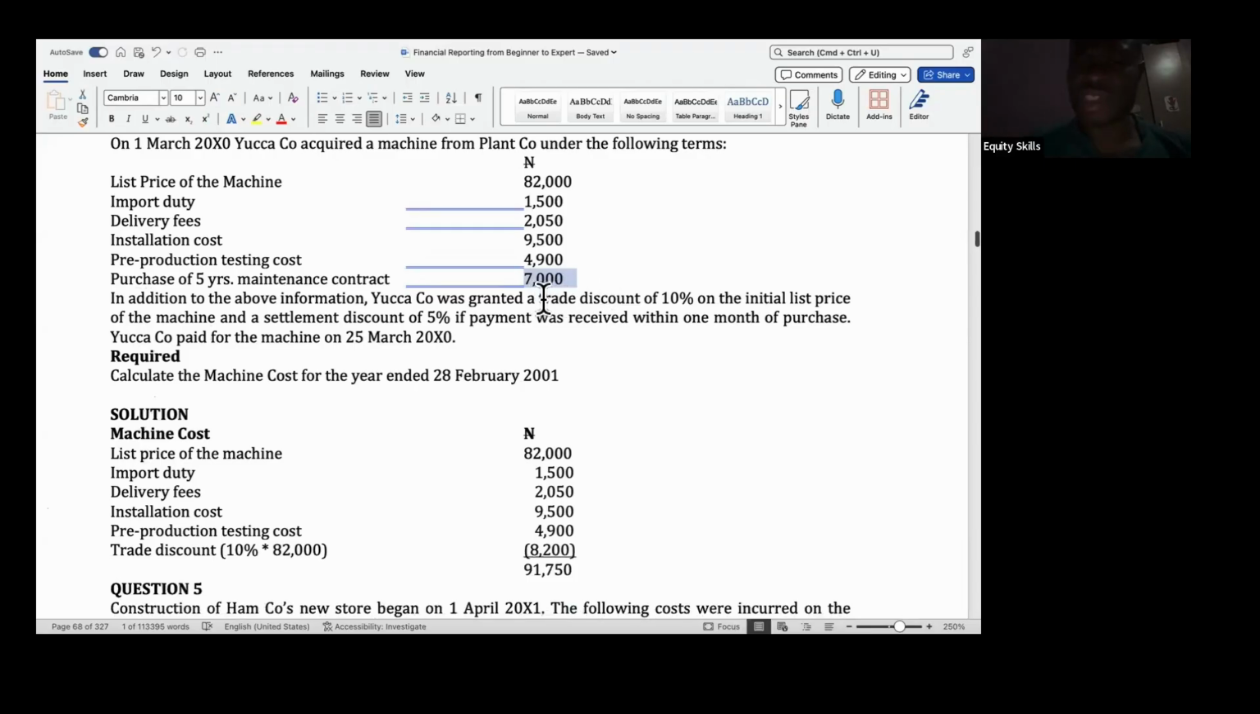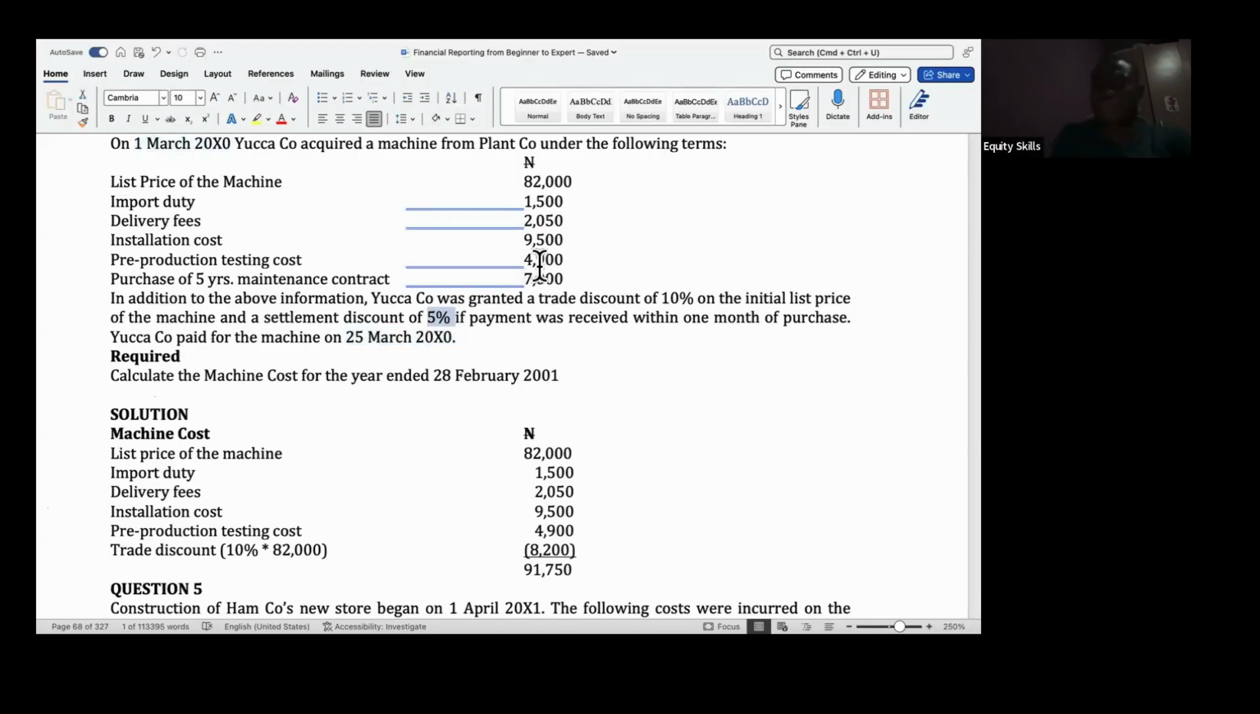Now, they told us that they gave us a trade discount of 10% on the initial listed price and a settlement discount of 5% if payment is received within 1 month. And as you can see, this guy actually paid within 1 month. So he will get this 5% because he paid in March, and he bought the assets in March. So he will get this discount.